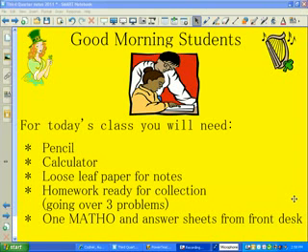So today, you need a pencil, calculator, and loose leaf paper for some notes. We're going to do that a little bit later on today. I'm actually going to go over 3 problems from the homework. Usually those are the most troublesome problems that I saw when I was helping people out during Wildcat Hour.